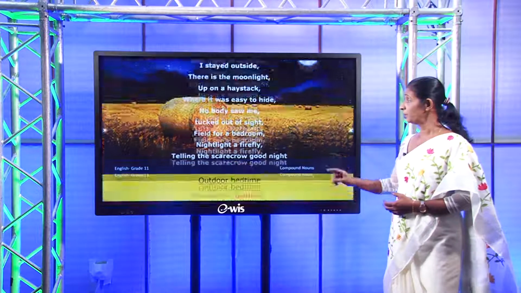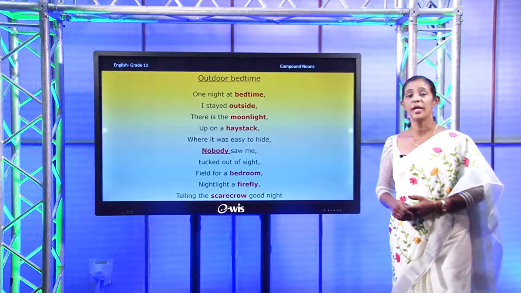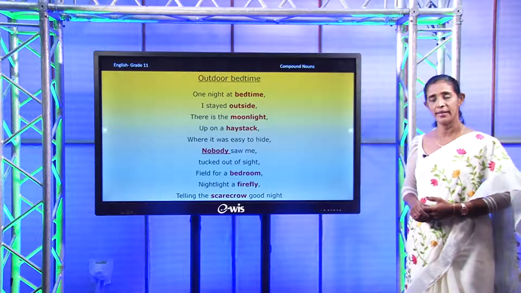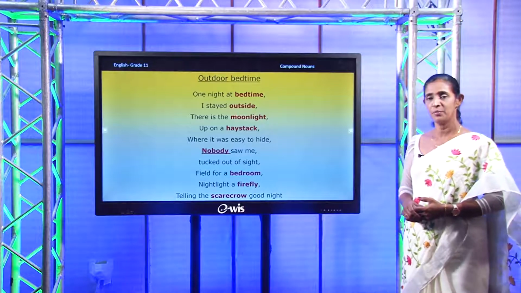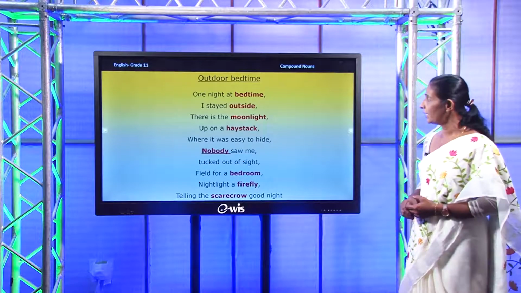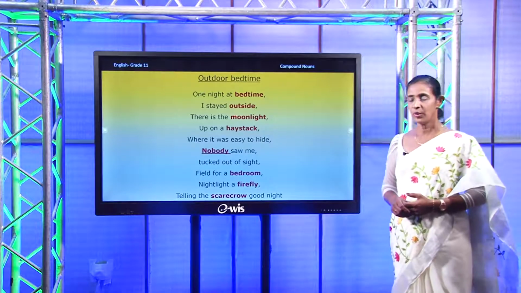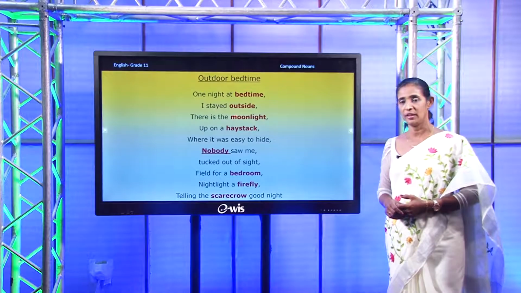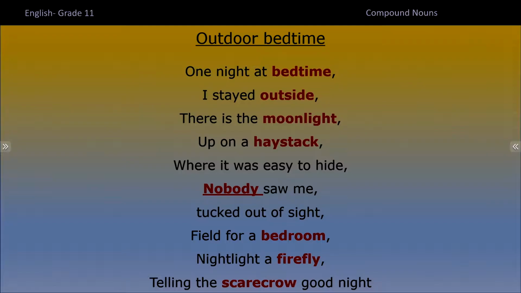Okay children, now we are going to look at the same poem and we are going to read it again. But look at the screen, there is something different. There are some words that we have highlighted. Now this time when you are reading it, we have to pay more attention to the highlighted words. Shall we read it again? Are you all ready? Okay, let's start.